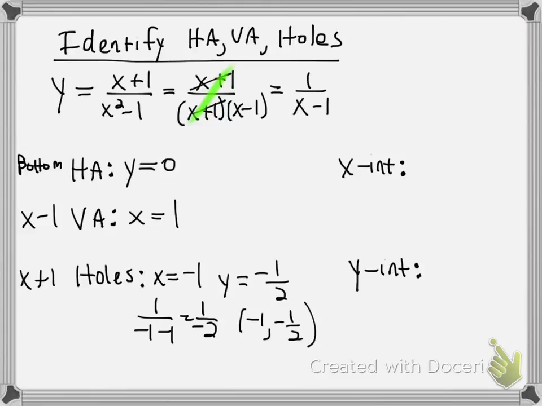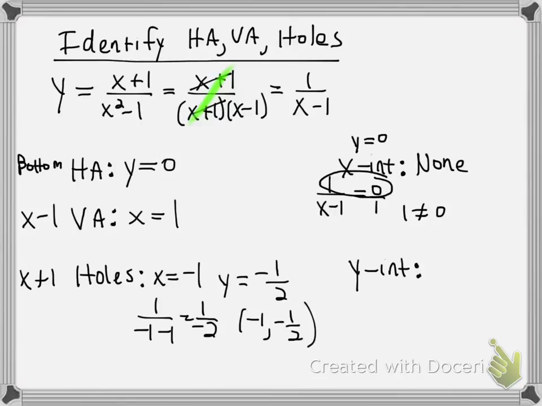Next piece is always our x-intercepts and our y-intercepts. Remember, our x-intercept is going to be when y equals 0. So I take my function, set it equal to 0. But remember, we don't care about the denominator. The only time a fraction can ever equal 0 is if my numerator is equal to 0. Well, 1 can never equal 0. So there is no x-intercept.